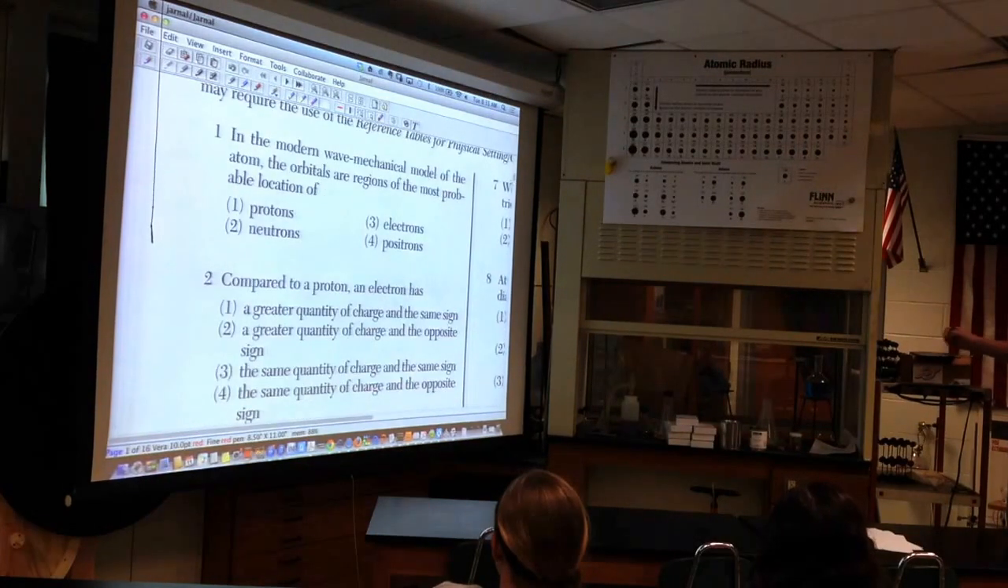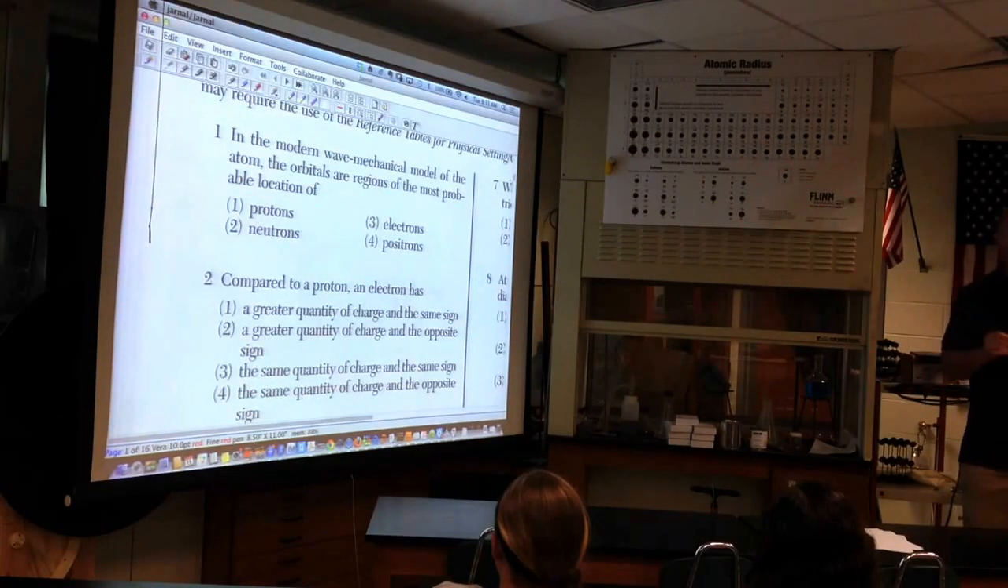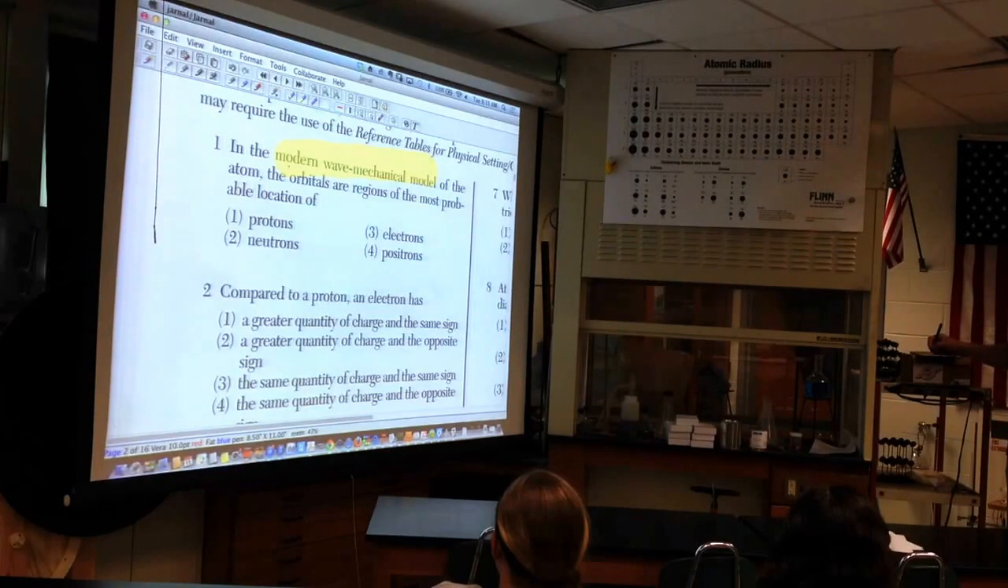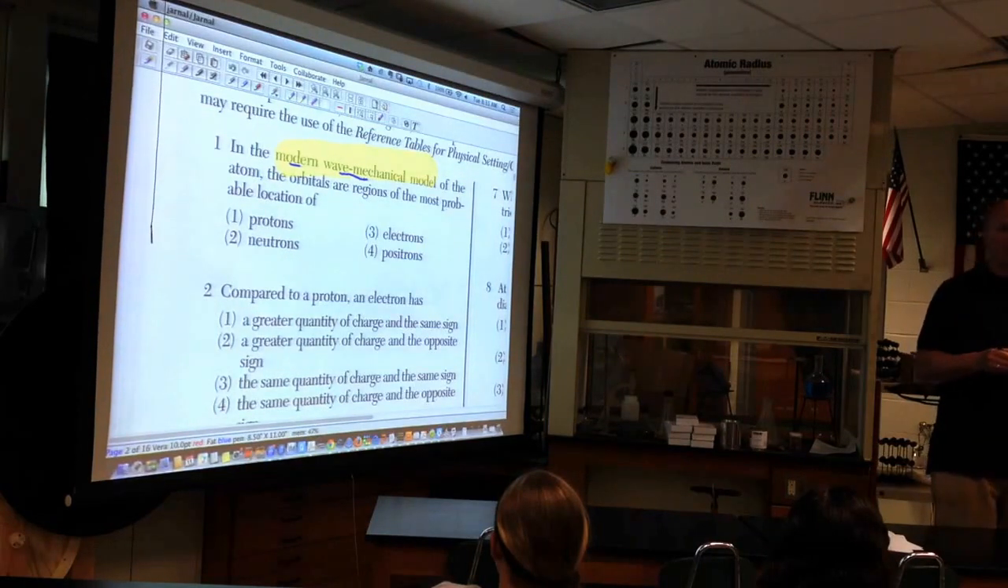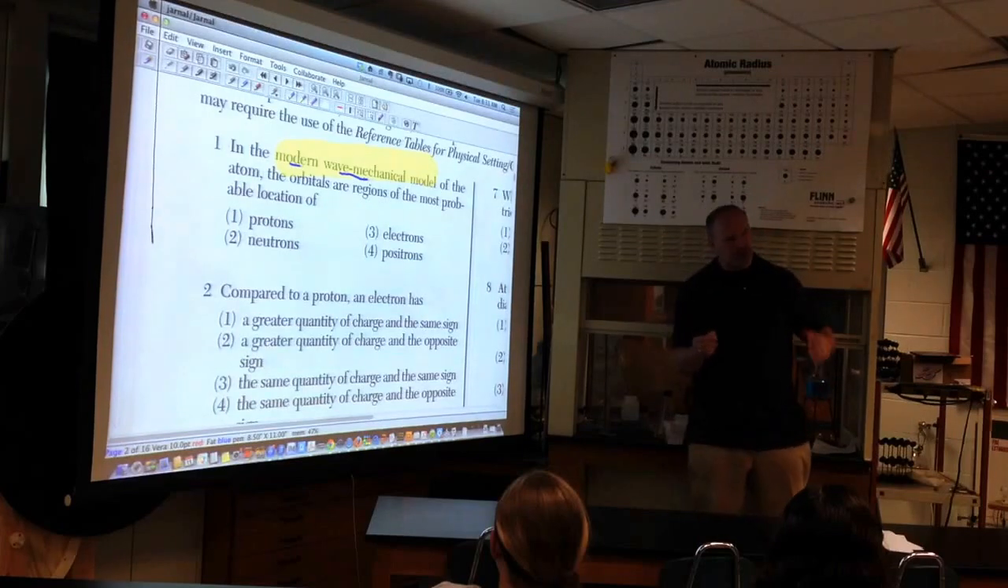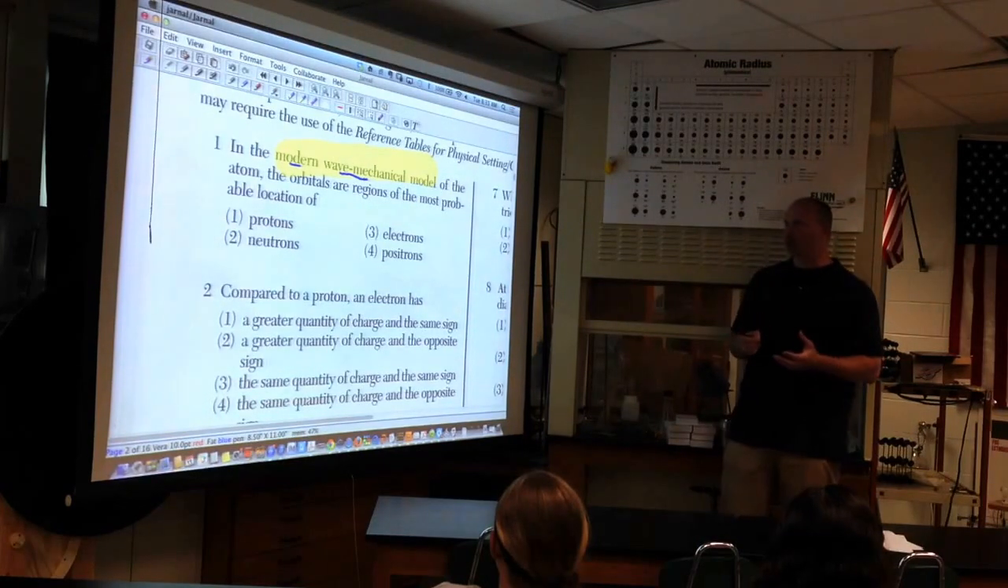Rock on. In a modern wave mechanical model of the atom, orbitals are regions. Now stop for a second. A modern wave mechanical model. Now, there's a bunch of models that are responsible. This one tends to get the least amount of play. What makes it the modern model? It's our current model. What makes it a wave mechanical model? It's the model that electrons are acting as waves and as particles. Sometimes you hear the word wave-particle duality.